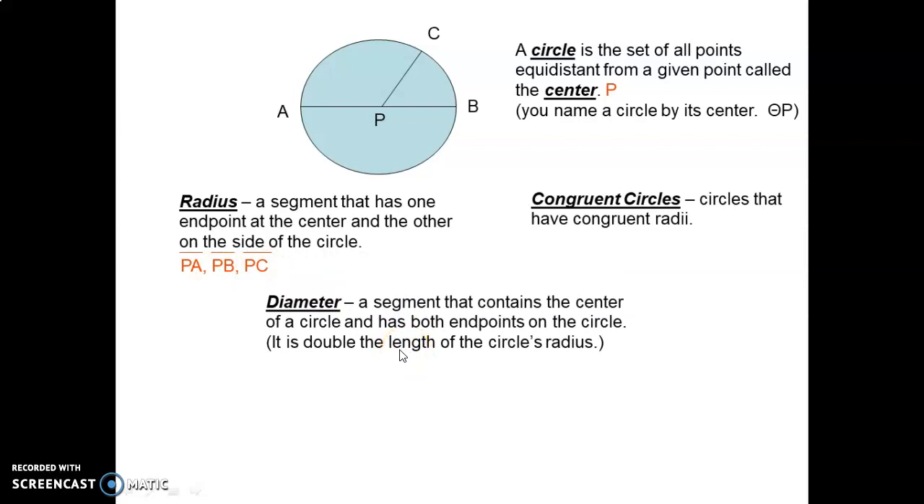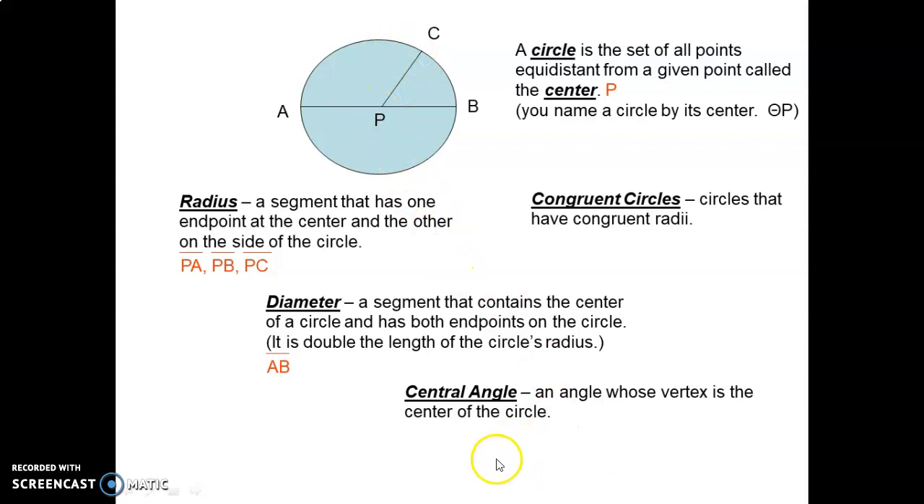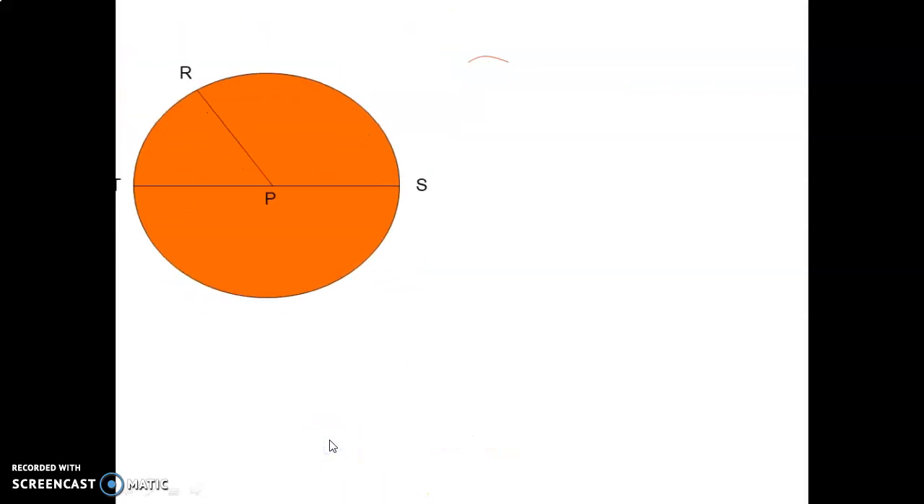A diameter contains the center, with both endpoints on the circle. It's double the length of the circle's radius. So AB here represents the diameter. Alright, a central angle is an angle whose vertex is the center of the circle. Okay, so there are a couple of them. We could have CPB and APC. Those are both central angles.